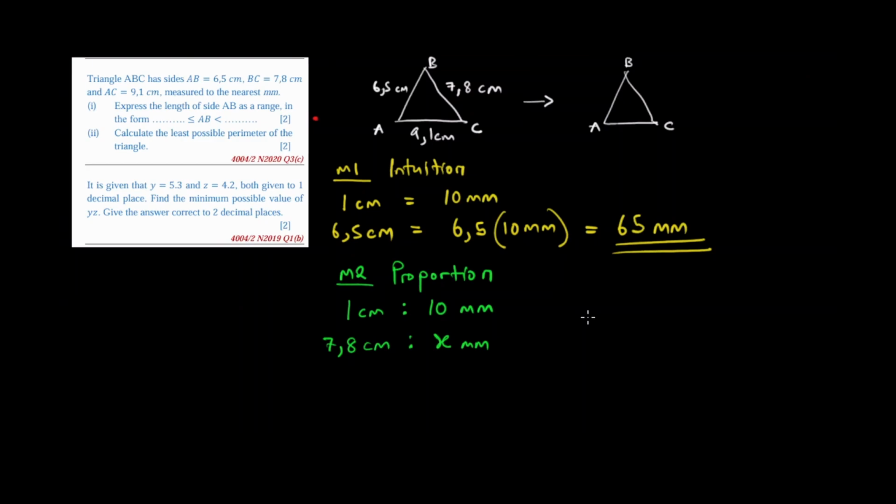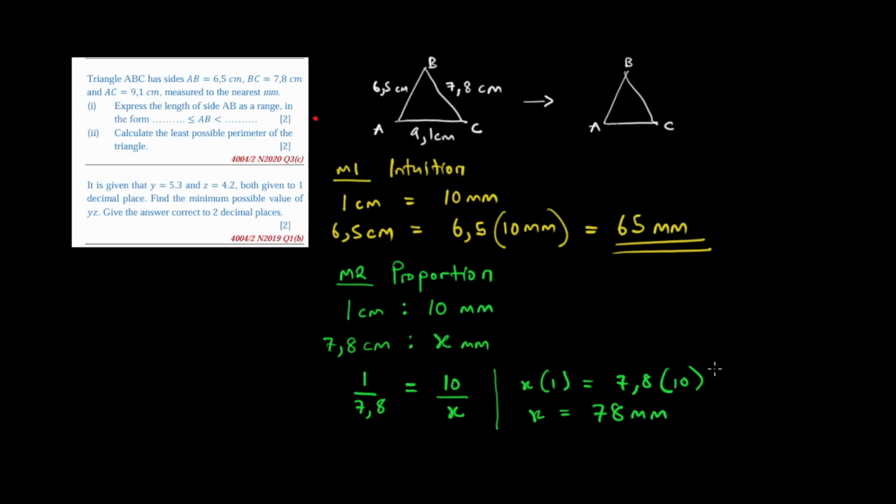Now after we have written these statements of proportion, we are going to form an equation. How do we do that? We take 1 over 7.8, putting a division line, then we replace the semicolon with an equal sign, then 10 over x. Then we have to solve this equation through cross multiplication. x multiplies 1 and 7.8 multiplies 10. So x is equal to 78 millimeters.